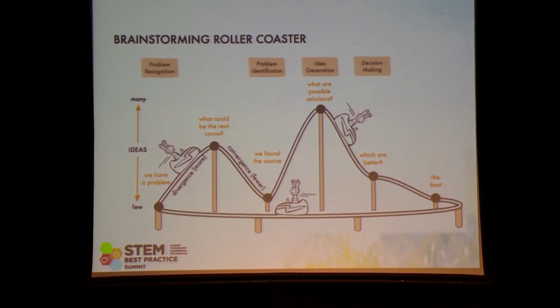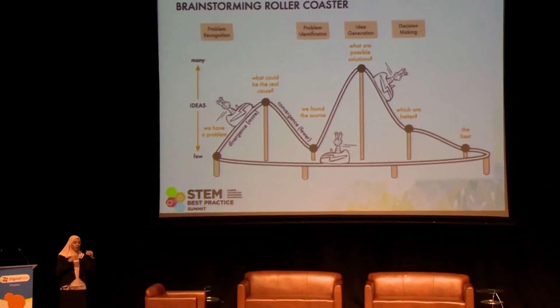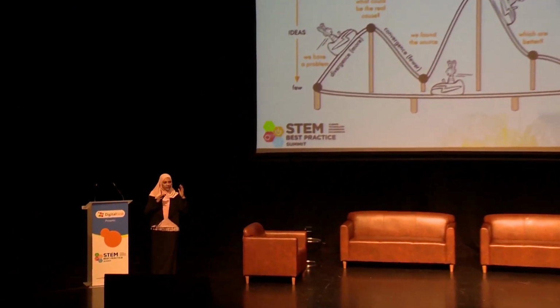I go with the what, define the problem. They recognize the problem. They go divergently, which is the higher level, and then they go convergently again when they define or identify the problem. Then they generate ideas, going divergently, and then make decisions, going convergently again.